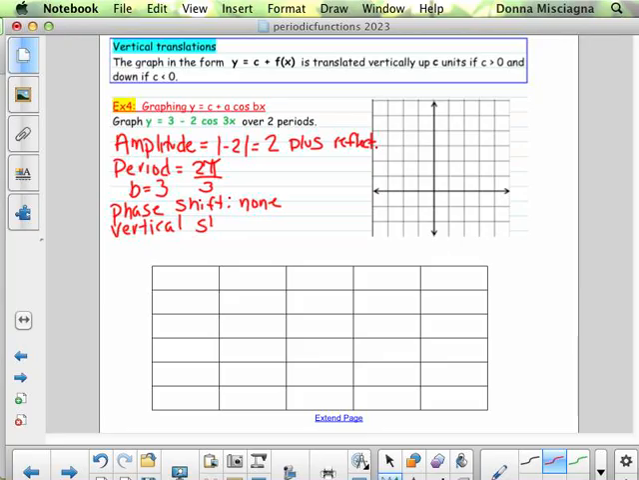And then vertical shift. The vertical shift could be in the front or at the end, but it's something added to sine or cosine. Notice that it's y equals 3 minus. That 3 there is added to cosine. So it could be in the back, and we could have y equals -2 cosine 3x plus 3. Either way, the vertical shift is up 3.